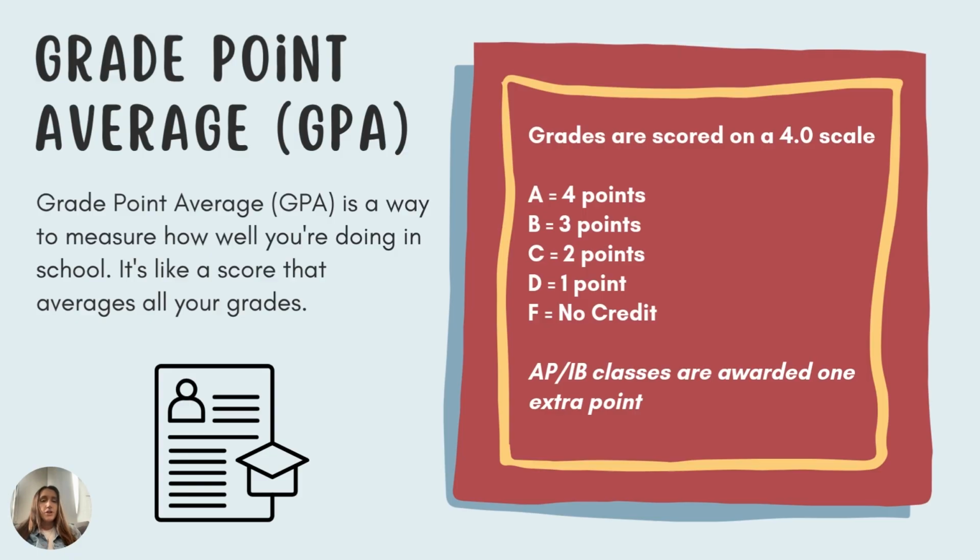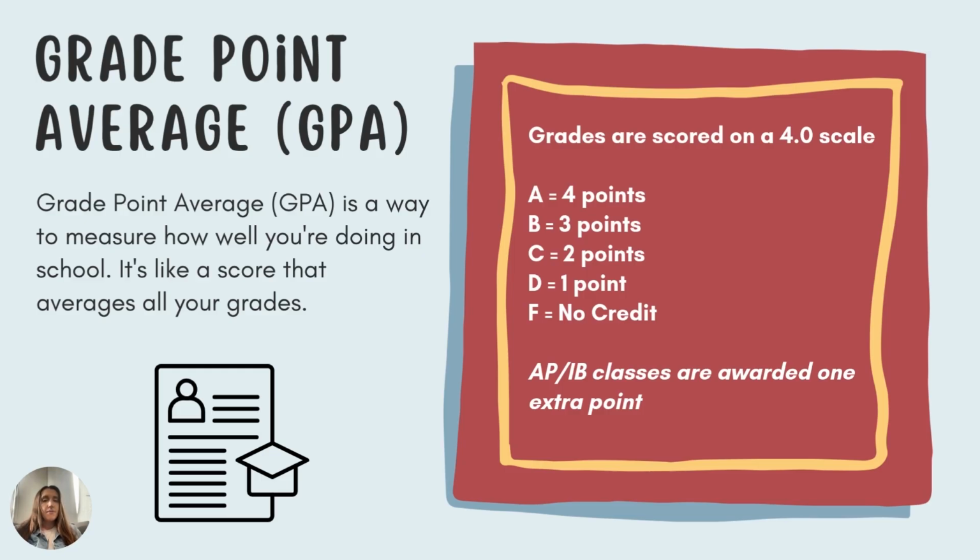Grade point average. So all those classes we just talked about, they need to have a minimum of a C or better. So the grade point average is a way to measure how well a student is doing in school. It's like a score that averages all the grades. So the grades are scored on a 4.0 scale.